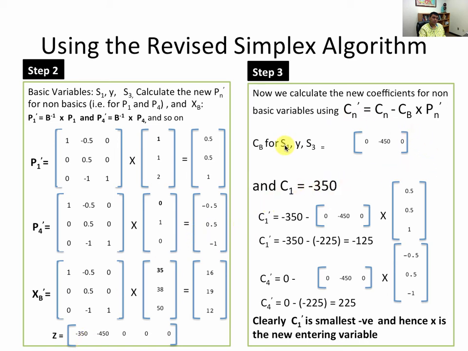So we substitute these values along with P1 prime in this equation. So we will get the value of C1 prime, which is minus 125. So our C4 for this equation comes from here, and C4 prime is equal to 0 minus 225, which becomes minus 225. Clearly C1 prime is the smallest negative, and hence X is the new entering variable.